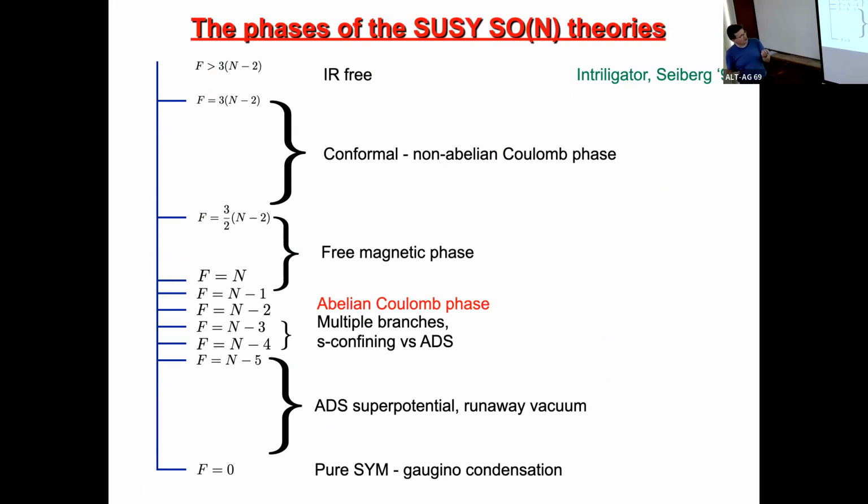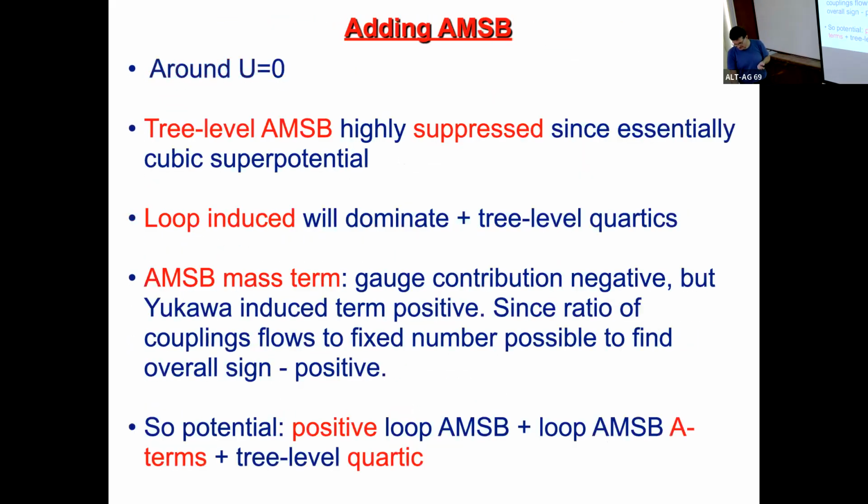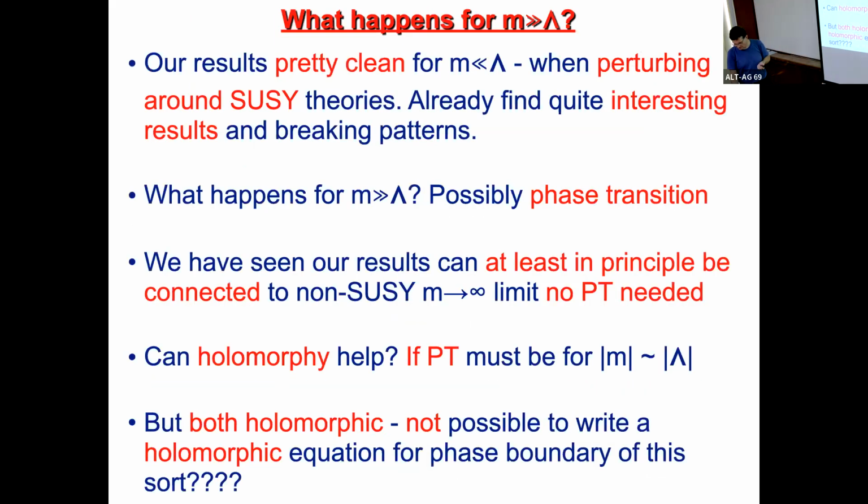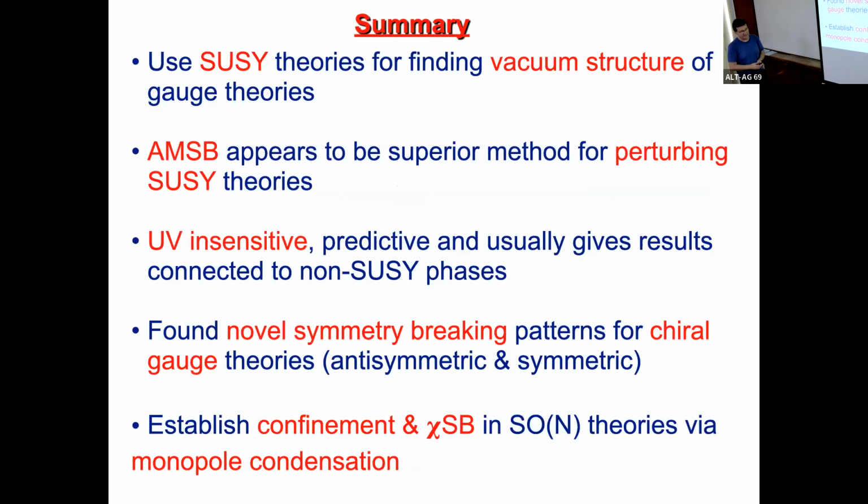So we were able to show, at least for all these lower number of flavors, that you're actually going to get ordinary confinement with monopole condensation, and that's the mechanism for confinement for the SO theories. All right, so I'm out of time, so let me just summarize.